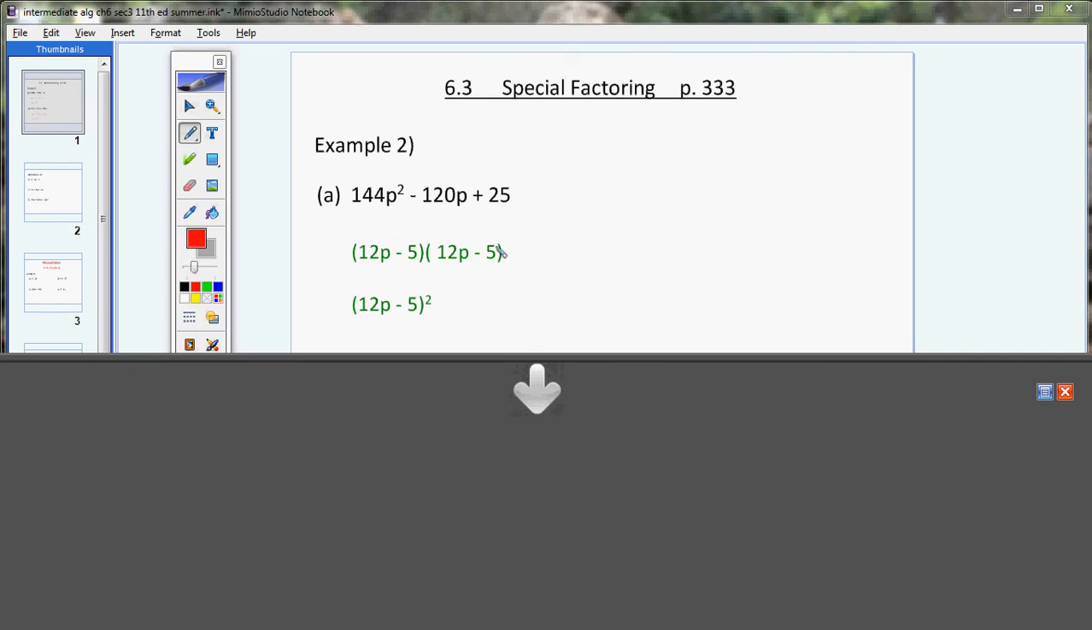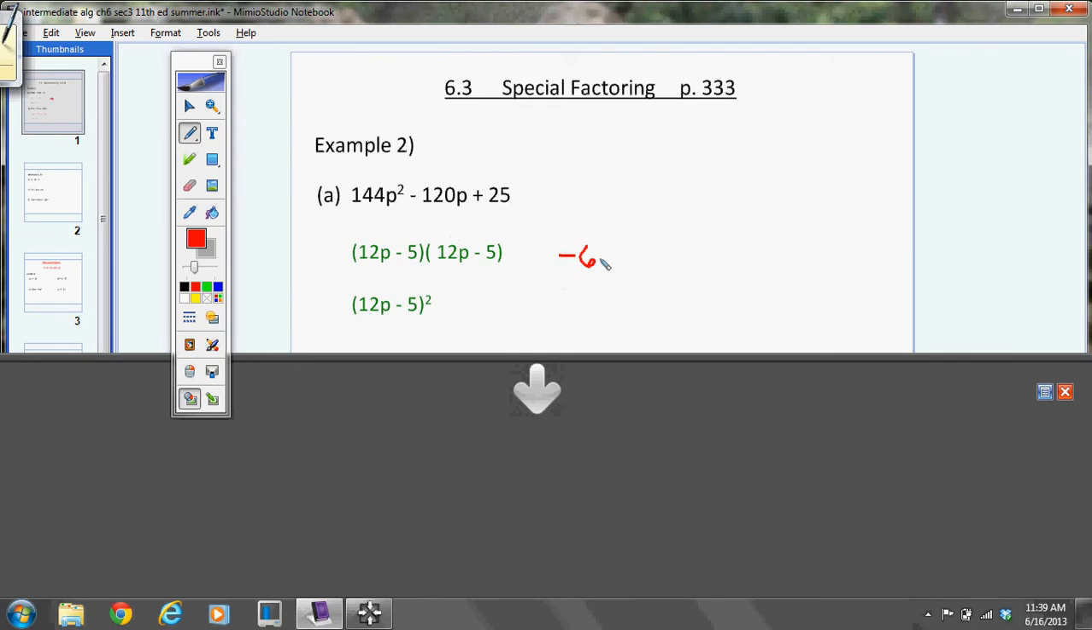If I also, by the way, needed to put the negative 5 times negative 5 to get the negative 120 in the middle. A positive 5 times a positive 5 won't give me a negative in the middle. When you multiply the outside, you get negative 60p, and when you multiply the inside, you get negative 60p, and that does add to the negative 120. So this is the one that works. It's just a little trick when you're doing this. You know to look for perfect squares.